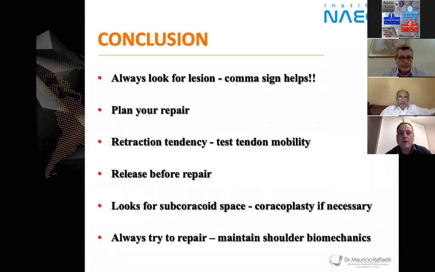In conclusion, always look for the lesion, and please, the comma sign can help you find where the tendon is. Plan your repair, always plan your repair. Stay prepared to find a subscapularis tear in all arthroscopies. For retracted tendons, please do the release to test the tendon mobility before doing the repair, and look at the subacromial space and do the acromioplasty if necessary. And to recover the shoulder biomechanics, always try to repair the subscapularis tendon.